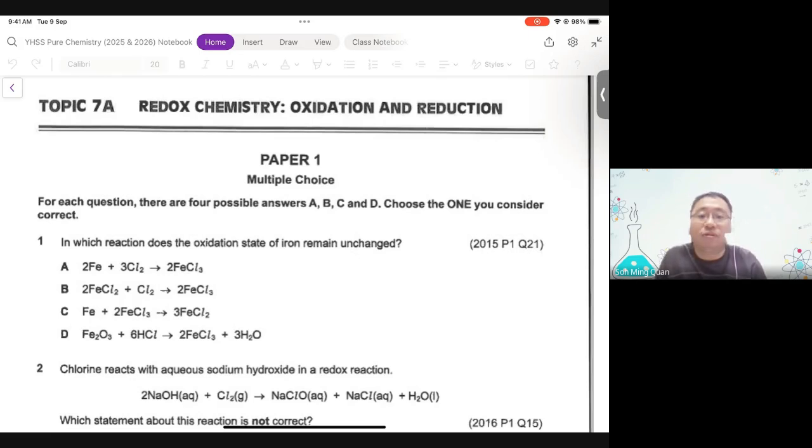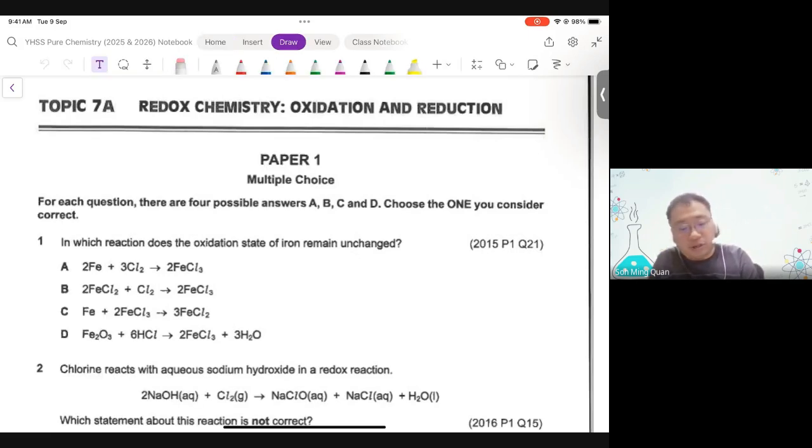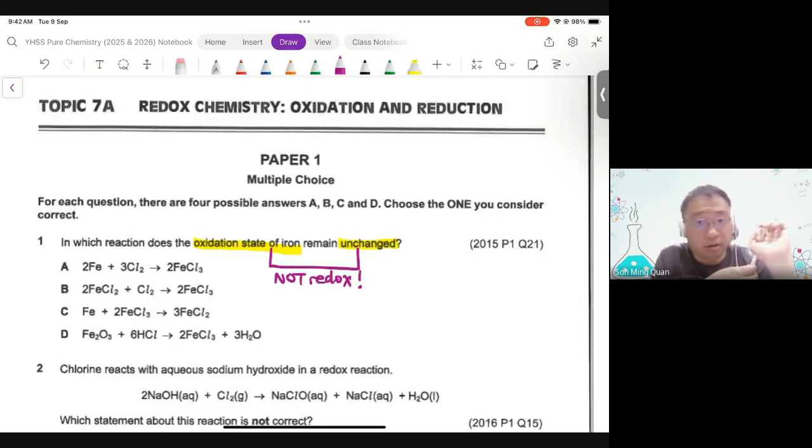Now, how do you do this question? The best way to do this question is to highlight oxidation state of iron unchanged. If the oxidation state is unchanged, that means it's not a redox reaction. Okay, it's not a redox reaction.